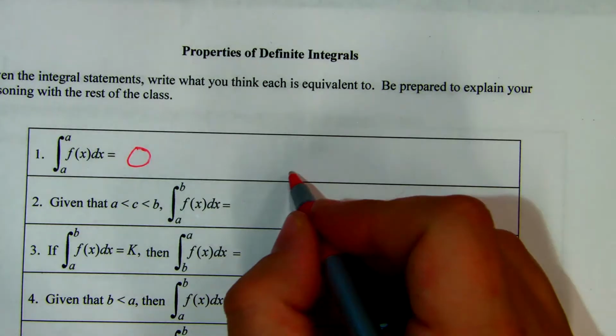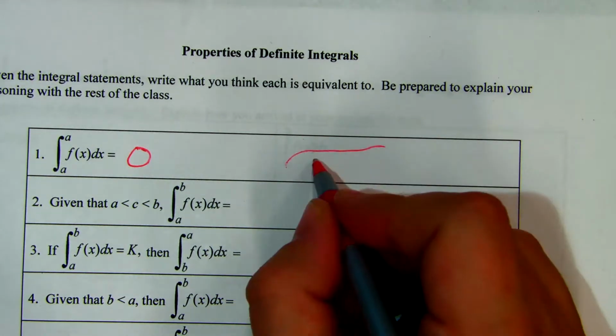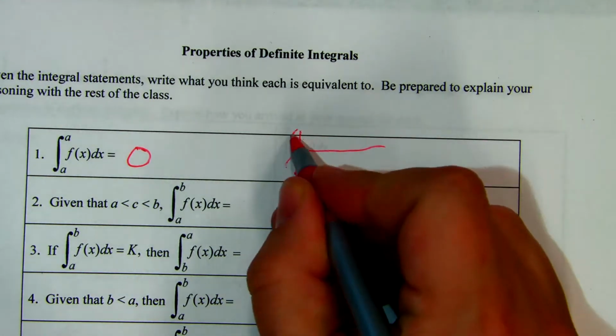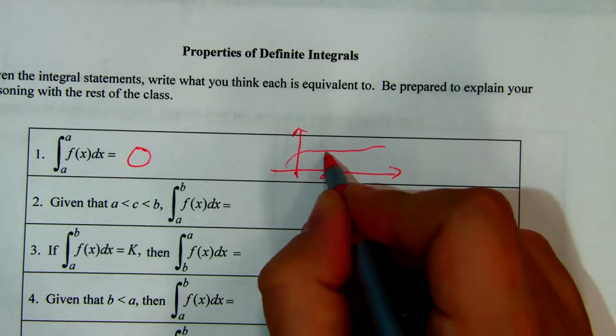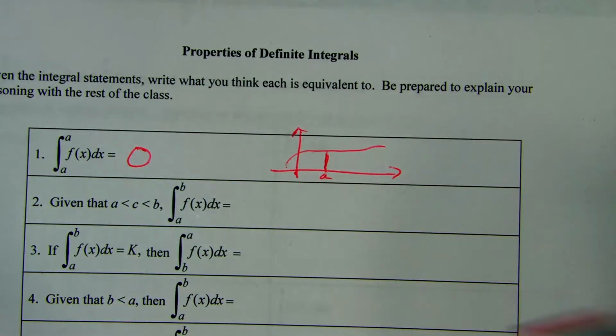Because you can imagine if I've got a curve, whatever it looks like, here's my x and here's my y, if I'm starting at a and ending at a, then my area is going to be nothing. There's no area there because it has no width.